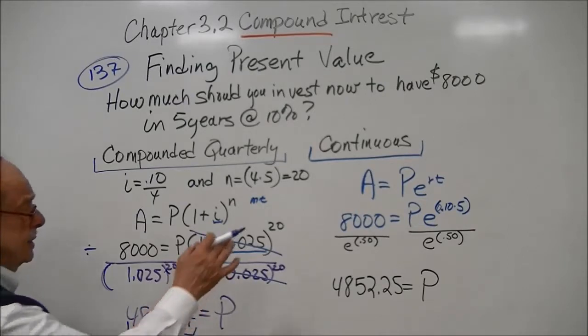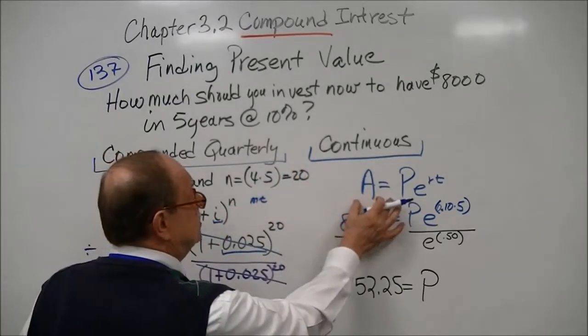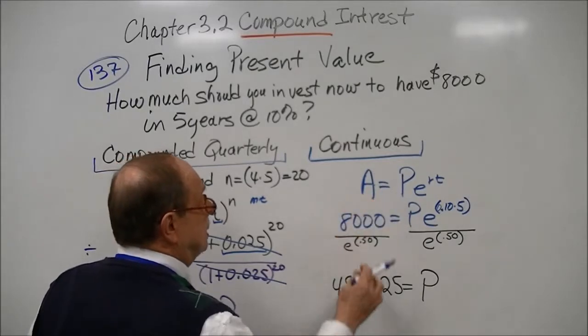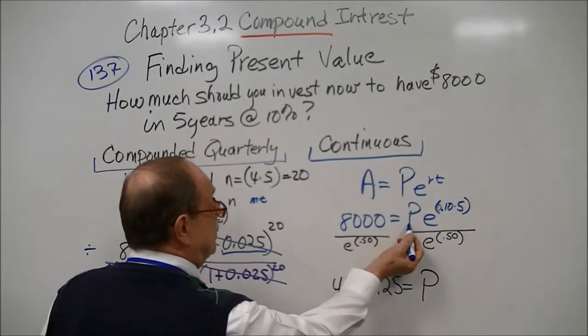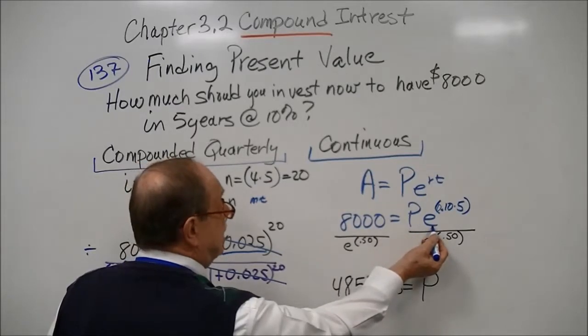Now for continuous, again, we're using theorem 2 formula. We know the 8,000. We don't know the P. E is our constant.